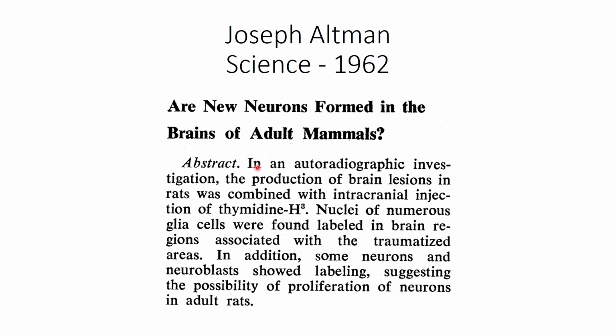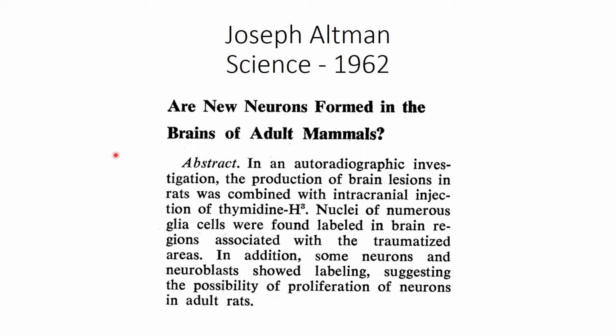And here's the abstract. In the autoradiographic investigation, the production of brain lesions in rats was combined with intracranial injection of tritiated thymidine. I'll talk about more of what that is in the next slide. Nuclei of numerous glia cells were found labeled in brain regions associated with the traumatized areas. In addition, some neurons and neuroblasts showed labeling, suggesting the possibility of proliferation of neurons in adult rats. This is the very first report of any indication that there's neurogenesis that happens in the brains of adult animals.